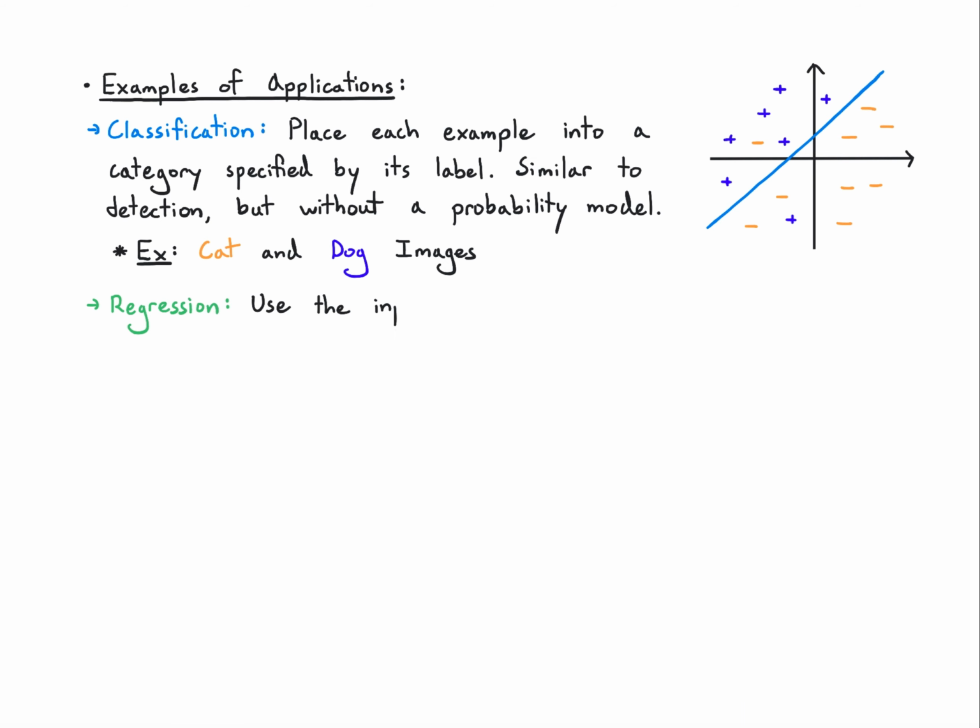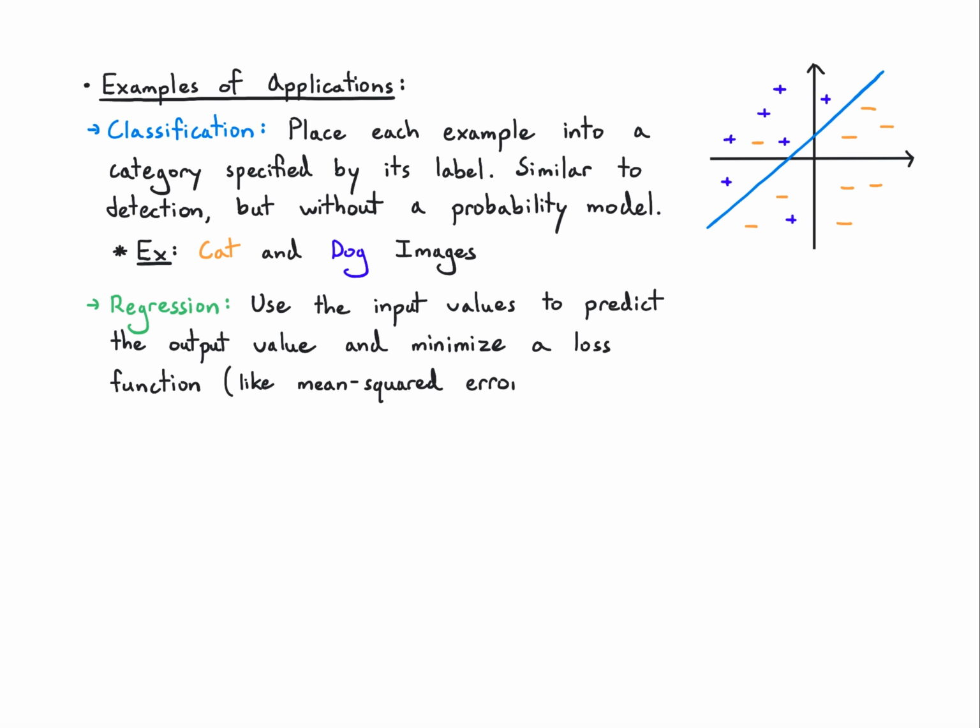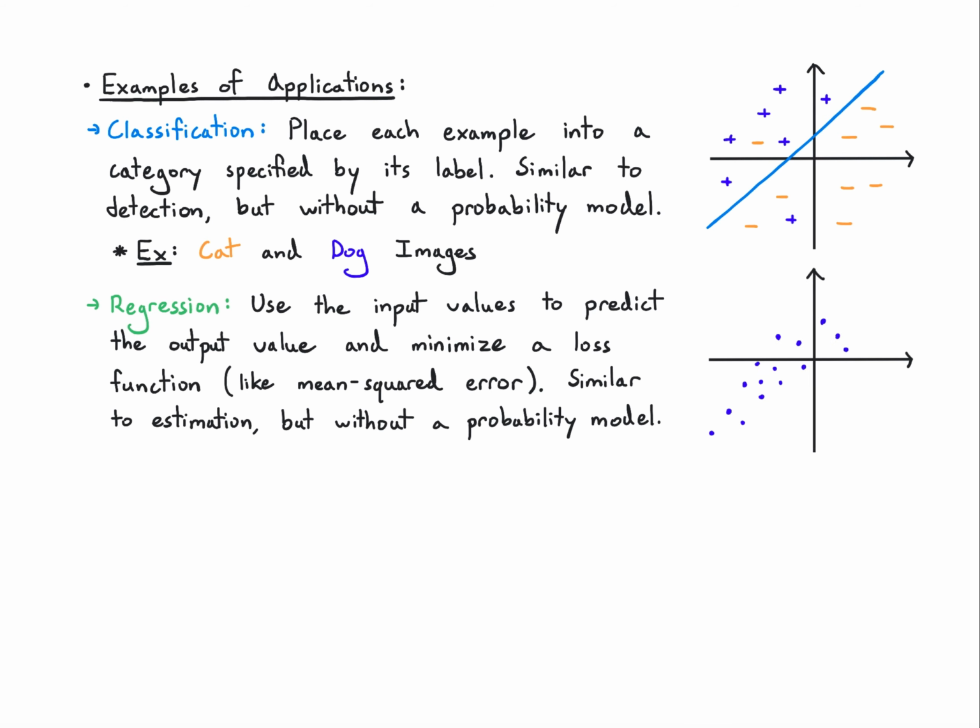Regression. So this is to use the input values to predict the output value. So use x to predict y and minimize some kind of loss function. An example we've seen before might be mean squared error. So this is very similar to estimation, but again, we don't have a probability model, we just have a data set. All right, so here's a visualization. I have some points, and maybe I try to fit some curve that matches the trend that I see in those points. Okay, an example might be that I'm trying to predict cholesterol levels, and I want to do that only using some other biometric data like height, weight, etc.